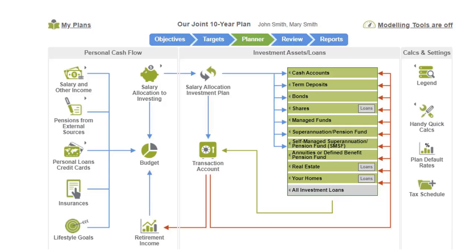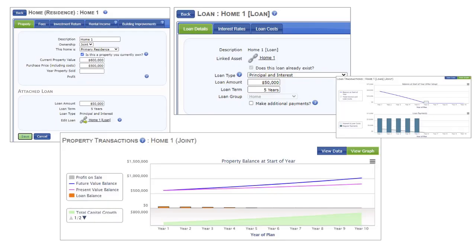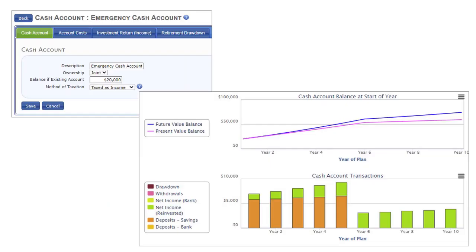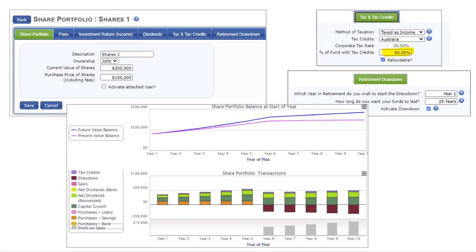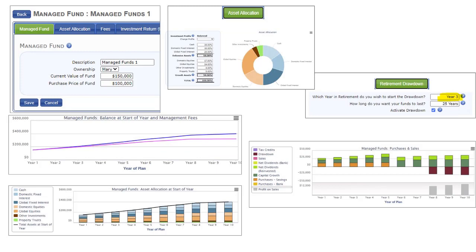We will quickly look at each account, and where the entries are different from the default entries, these will be highlighted. The home is jointly owned. The emergency cash account is jointly owned and there are no plans to draw down the funds in retirement. John's shares have 60% imputation credits and will be drawn down over 25 years. Mary's managed funds have no imputation credits. Note that her drawdown will not commence until year 3 when she commences retirement.